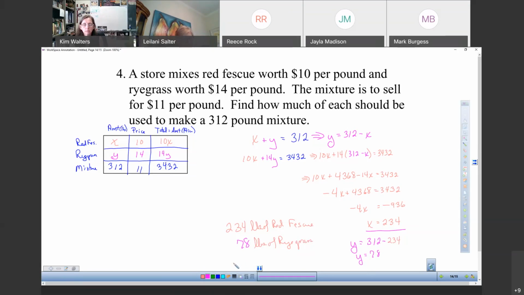All right. Oh, excellent. We just have one more problem, and we'll be done with application problems. I think to the end of ever. Maybe. Okay.